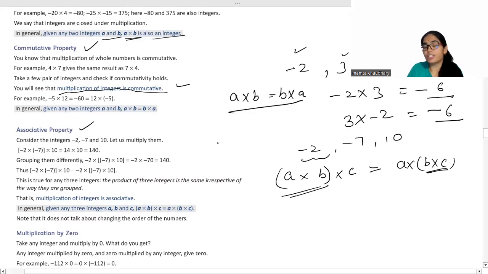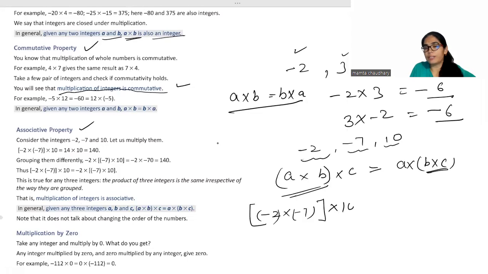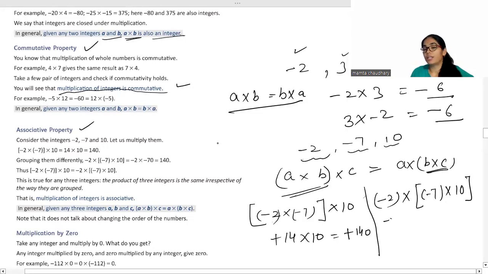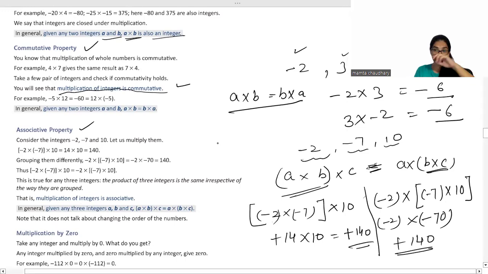If it is true, we can say multiplication of integers is associative, right? Let's prove this. Our integers are -2, -7 and 10. So (-2 into -7), I'll put brackets to avoid confusion, multiplied by 10. And then we will take -2 multiplied by the bracket (-7 into 10). Now here -2 into -7: minus into minus will be plus. 2 into 7 is 14, into 10. 10 is positive and 14 is positive, so the answer will be positive. 14 tens are 140. Now here -2 multiplied by (-7 into +10). Minus into plus will be minus; 7 tens are 70. Now this is negative and this is negative, so minus into minus will be plus, and 2 into 70 is 140. So +140 and +140. It means these two are equal, so this condition is true. If this condition is true, we can say that multiplication of integers is associative.